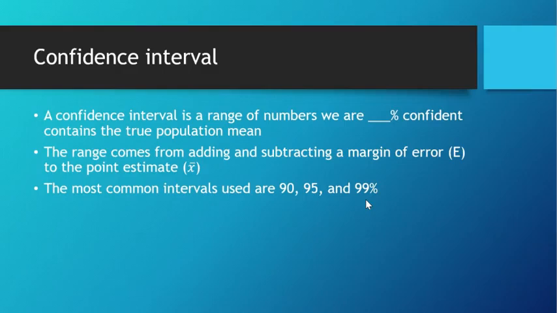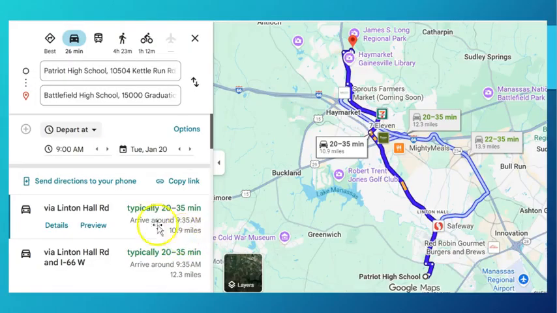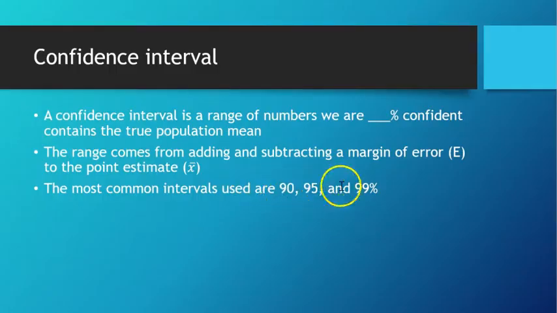Okay, now when we talk about these numbers 90, 95, 99%, the more confident I want to be, the larger I need to make my interval. Okay, so if I'm 95% confident, I might be okay with this time frame, 20 to 35 minutes. But if I want to be 99% confident, like I want to be really, really, really sure, I might make this range a little bit bigger. I might say like 18 to 40 minutes so that I make sure the real number is somewhere in that range. So the higher our percentage goes, the larger our interval needs to be.